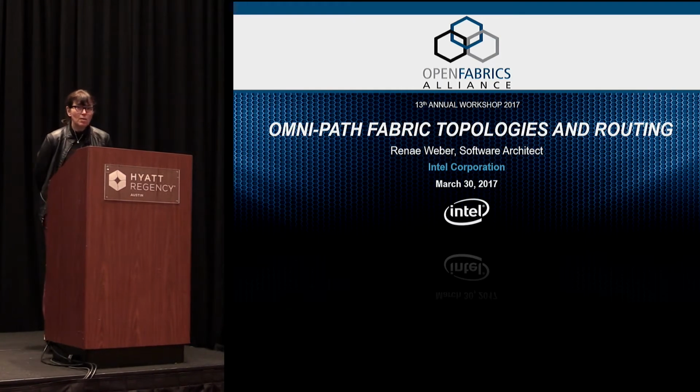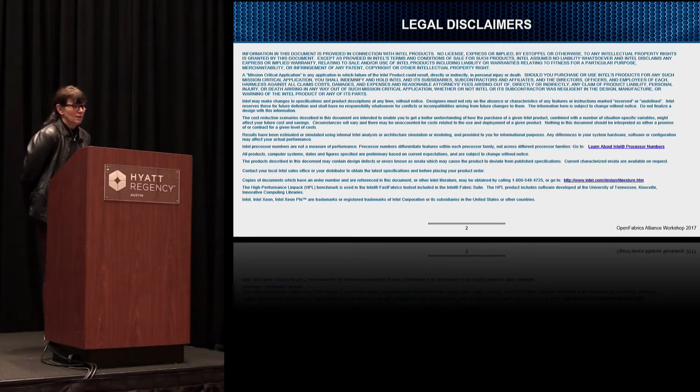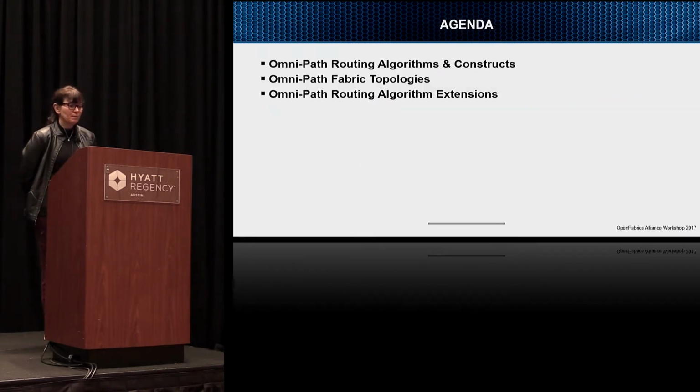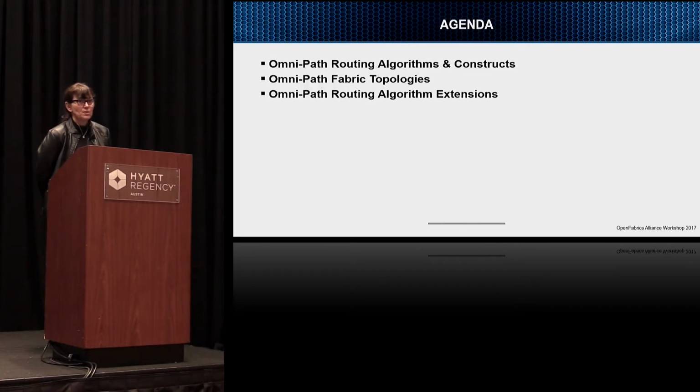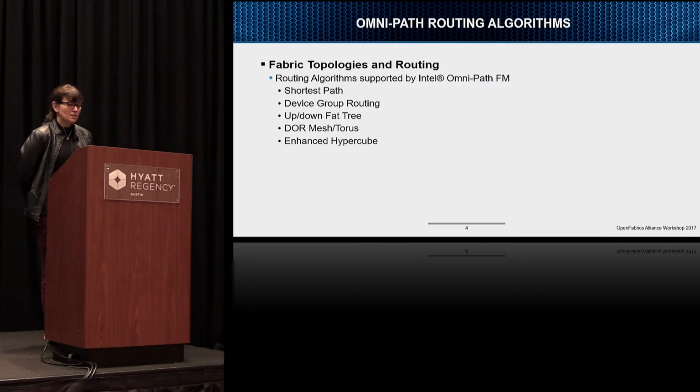So the Intel Omni-Path FM currently supports shortest path routing algorithm. It supports device group routing, up-down fat tree routing. It supports dimension order routing of mesh and torus fabrics. And it has enhanced hypercube support for hypercube and mesh fabrics. And I'll be getting into these in more detail.